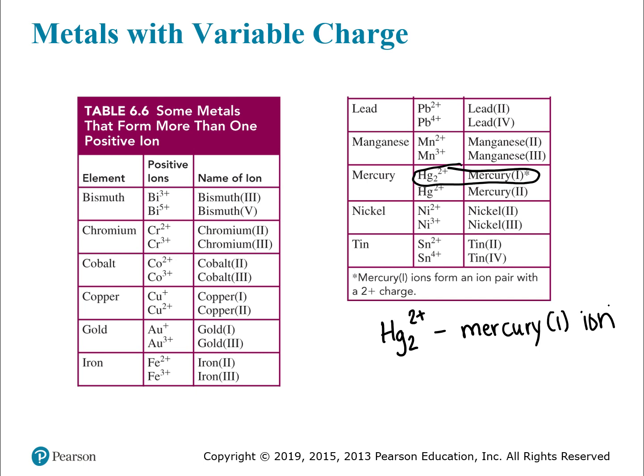Mercury 1 does not like to be alone. It likes the buddy system. So you actually have an ion pair, Hg2 2+. So you've got 2 mercury 1 ions coming together to form an ion pair. You never see mercury 1 as just Hg+.